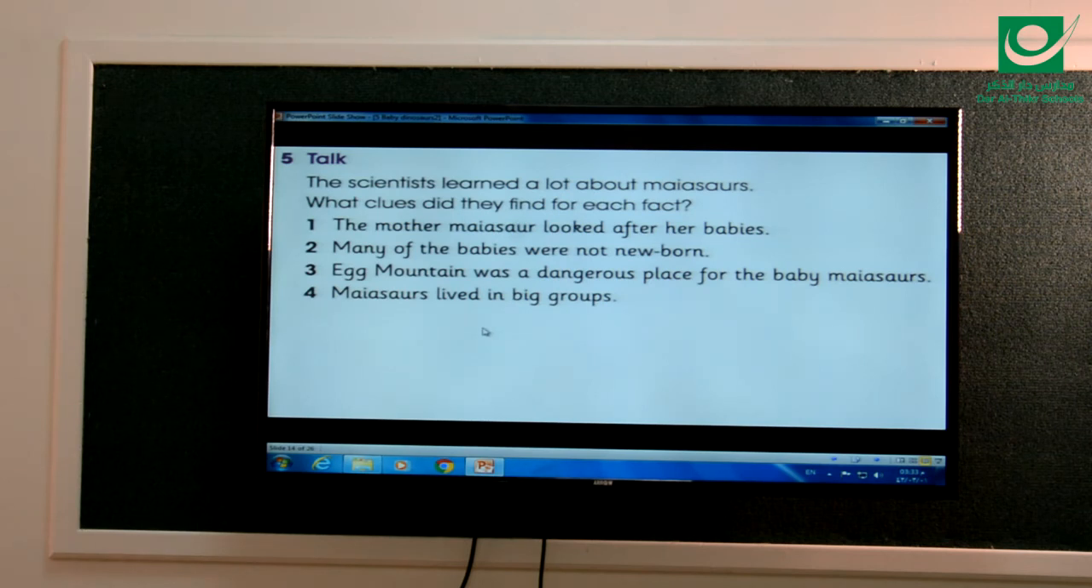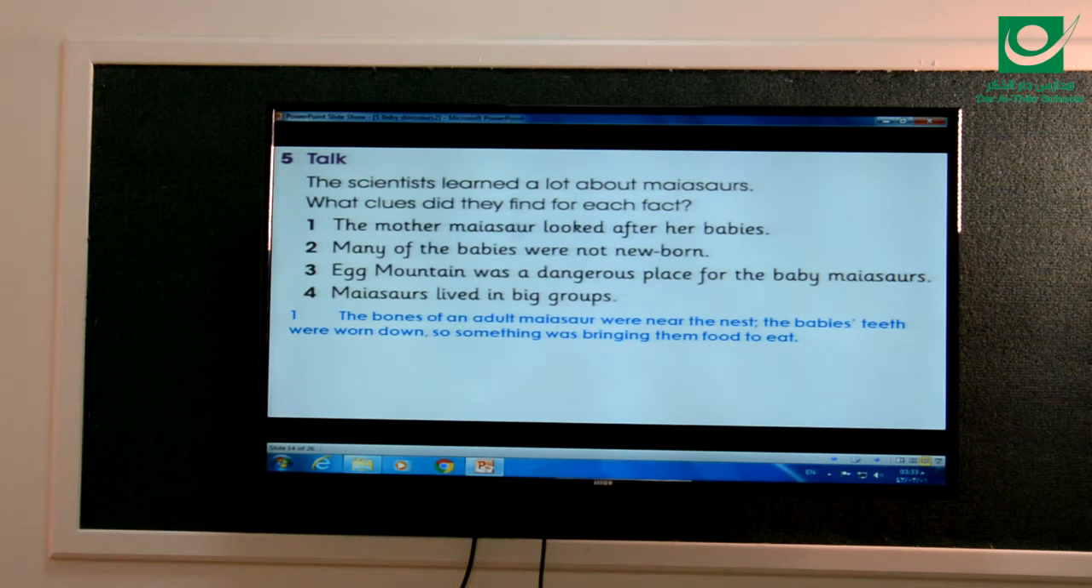Okay, now we're supposed to talk about this. The scientists learned a lot about Maiasaurs. What clues did they find for each fact? The mother Maiasaur looked after her babies.